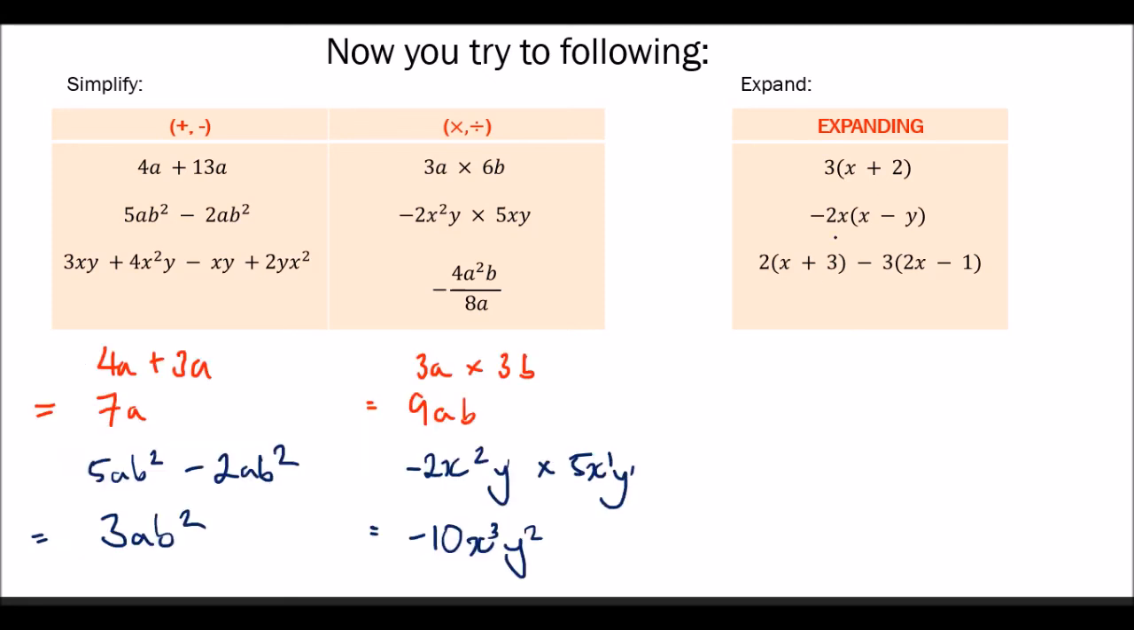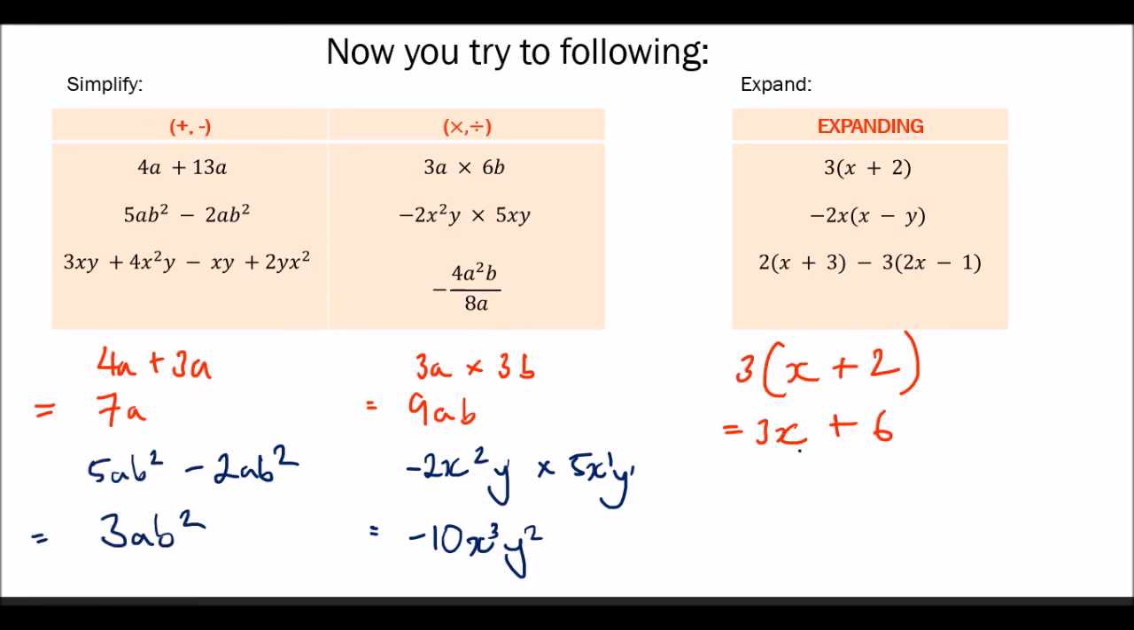Okay, last one, expanding the brackets. When it comes to expanding the brackets, remember, you're just multiplying the number on the outside with the numbers inside. So you've got 3 times x plus 2. Number on the outside, multiply with the numbers on the inside. So 3 times x is 3x. And then 3 times 2 is 6. That's it. Next one.